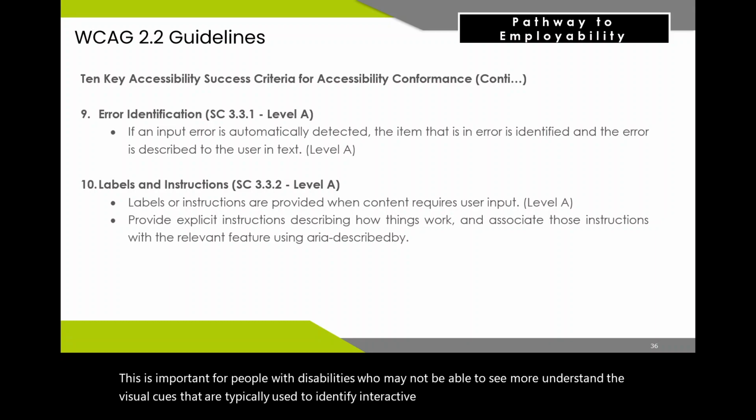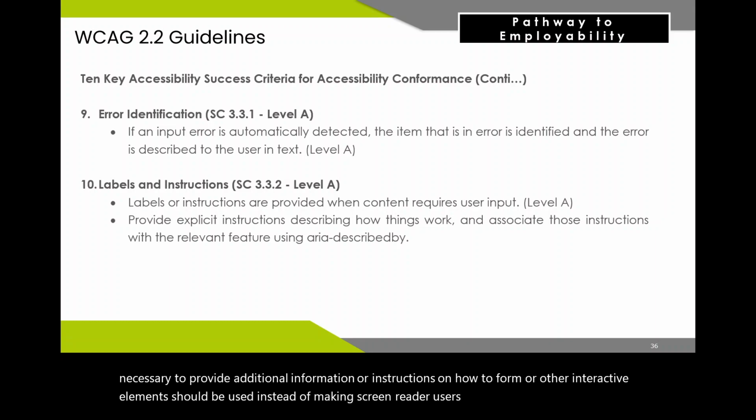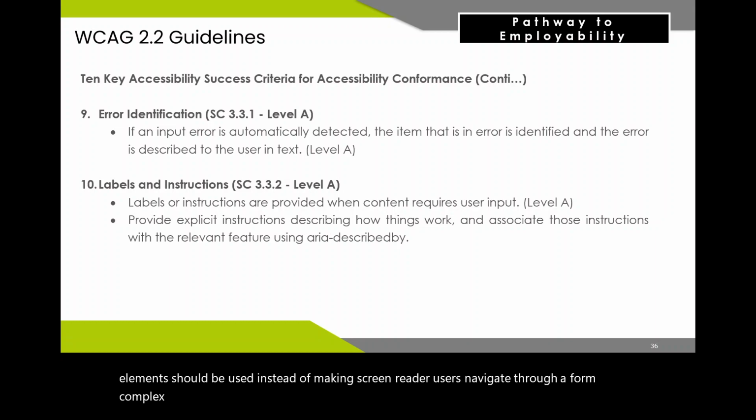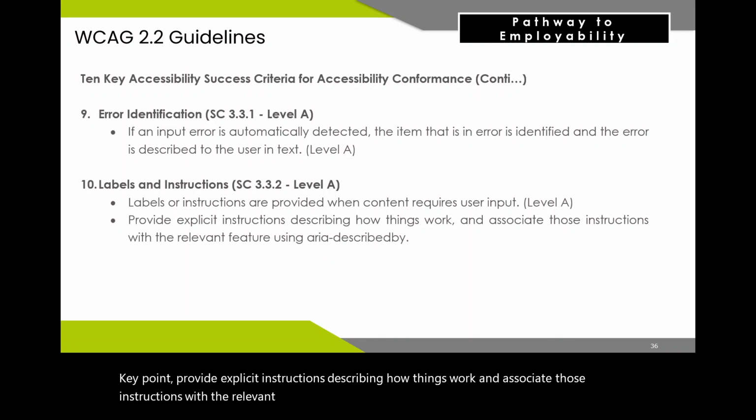In addition to labels, it is often necessary to provide additional information or instructions on how the form or other interactive elements should be used. Instead of making screen reader users navigate through a form, complex menu, or other interface element to understand its layout or function, provide instructions ahead of time. Key point: provide explicit instructions describing how things work, and associate those instructions with the relevant feature using ARIA describedby.